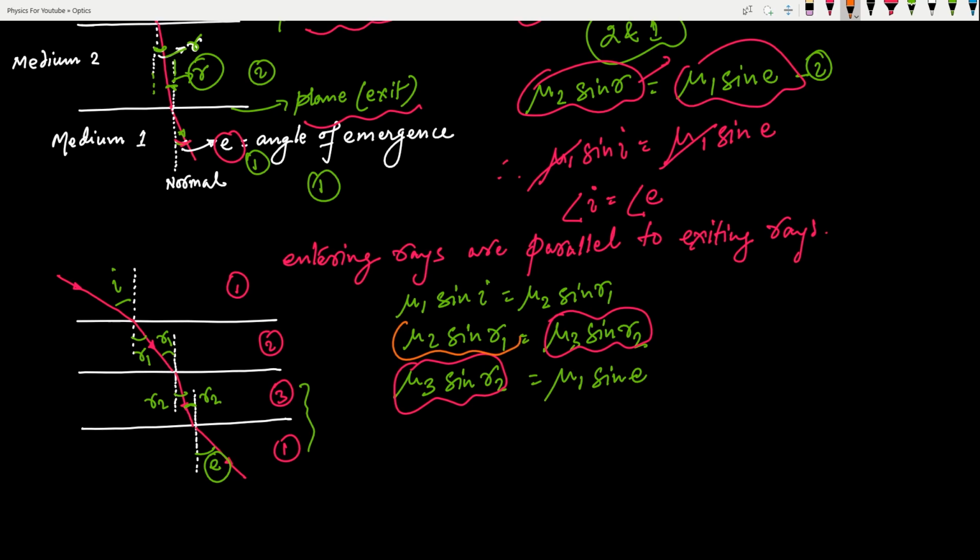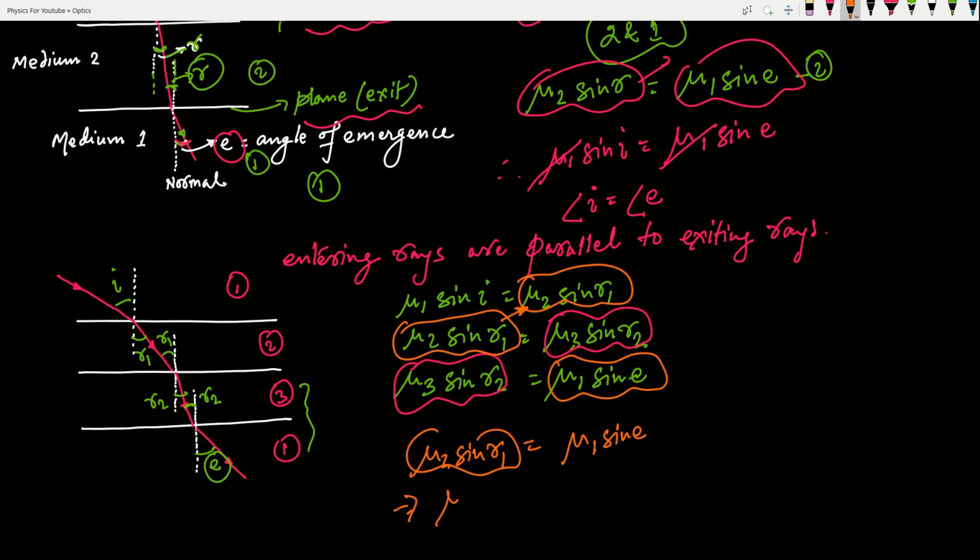Therefore we can say mu 2 sin R1 is equal to mu 1 sin E. And if you look into the first equation, then we know that mu 2 sin R1 is again equal to mu 1 sin I. So we can replace this, and write mu 1 sin I is equal to mu 1 sin E. Therefore mu 1 and mu 1 got cancelled. So we can see sin I is equal to sin E. Therefore, we can say that angle I is equal to angle E. Again, we can see that the angle of incidence is equal to the angle of emergence.